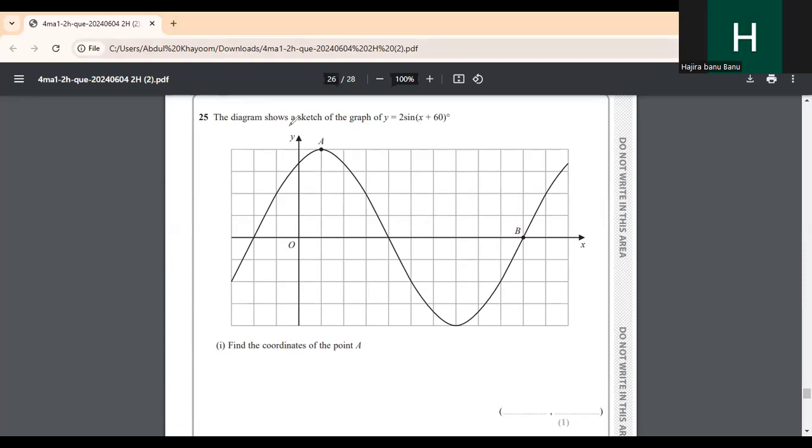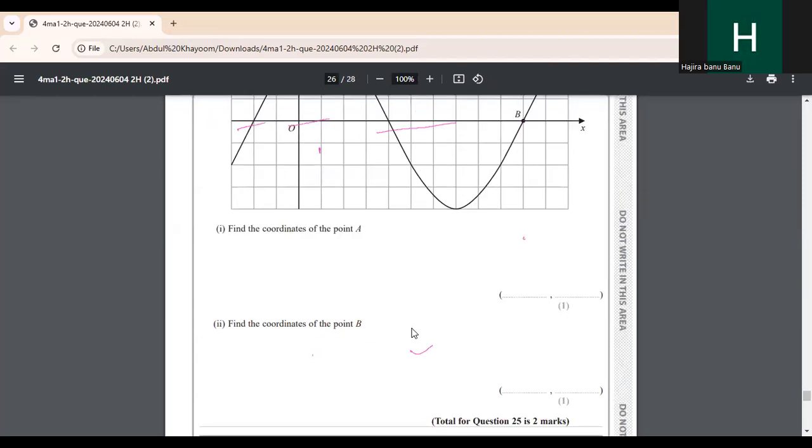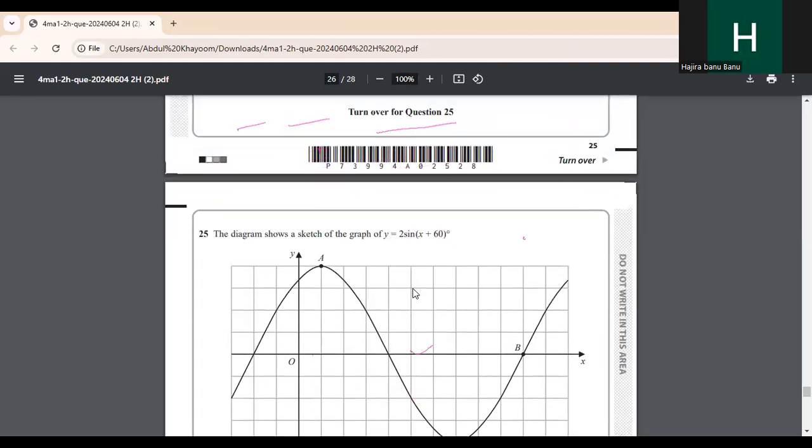The question is: the diagram shows a sketch of the graph y equals 2 times sine of (x plus 60). Find the coordinates of the point A. We have to find the coordinates of point A and point B. So the first part is find the coordinates of point A, and the second part of the question is find the coordinates of point B. So let's start.